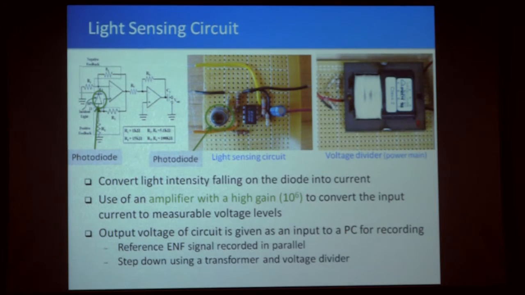And concurrently, we have our power. We tap into our power outlet using a transformer to step down and further divide the voltage. So this will give us our power reference signal. Okay.